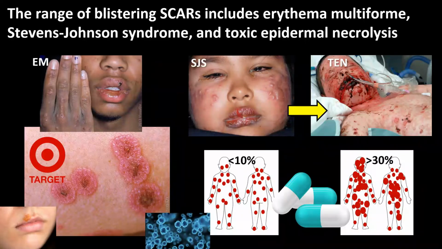You might be wondering right now, what do we do with those patients who have 10 to 30% body surface area involvement or skin involvement? Well, those patients would be given a diagnosis of overlap SJS-TEN.